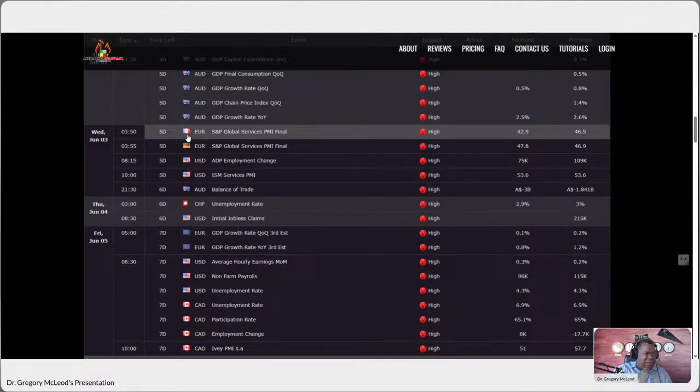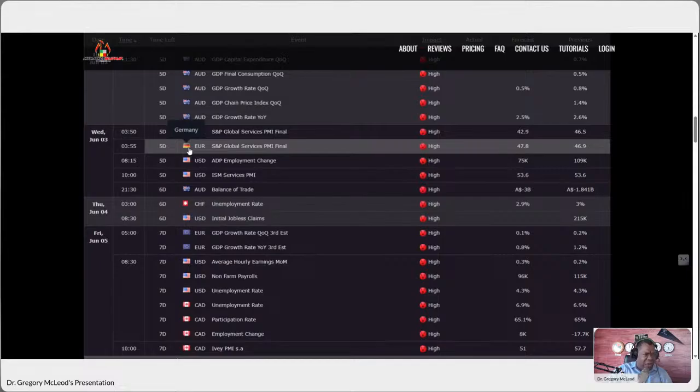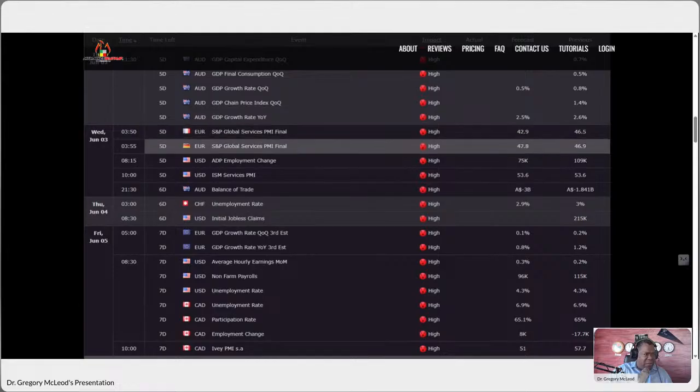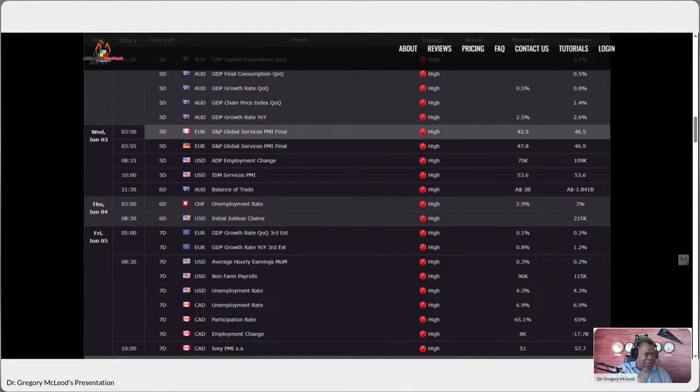So if you see flags that are not the euro, like this is a French flag. Well, the French used to have a currency called the franc, but now they use the euro. So if you see the German flag, that's the euro as well. And so you have S&P Global Services. That's all going to be about 4 a.m. Eastern time, 10 minutes to 4.